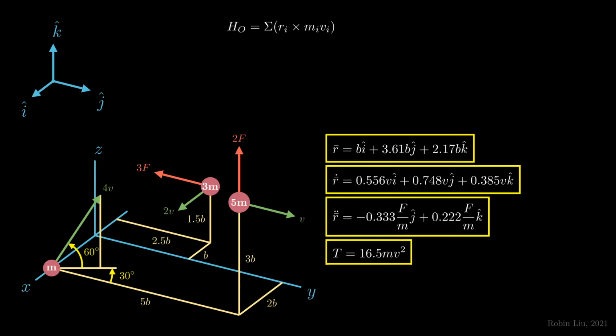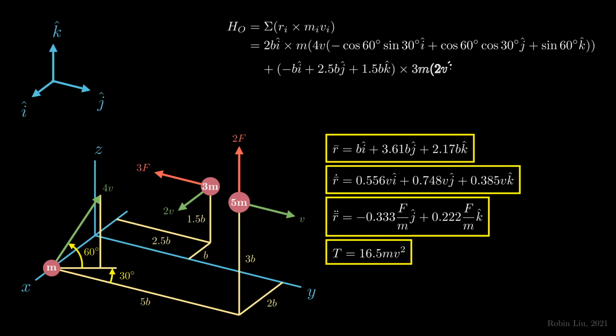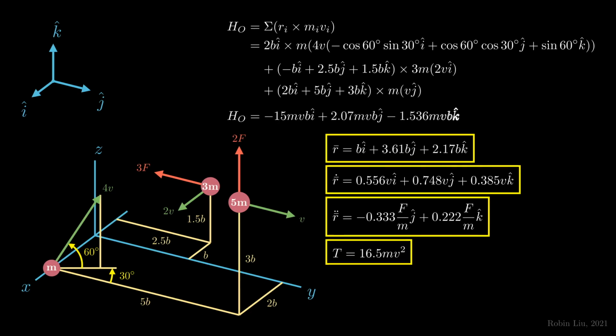H about O is the first new concept here. It is the angular momentum of the system measured from the origin O. We can find the angular momentum of each particle by taking the cross product of r and its linear momentum. Doing this term by term for the first, second, and third particles gives us this result. The math can be pretty tedious, so it's important to find a method for cross products which you can nail every time and not make mistakes.